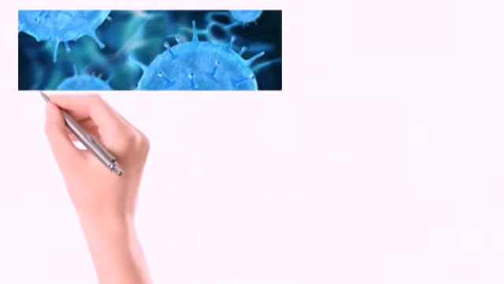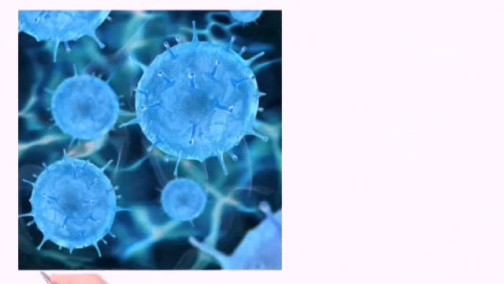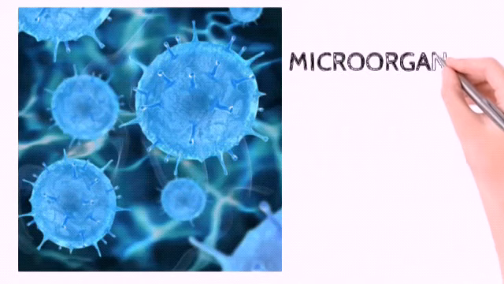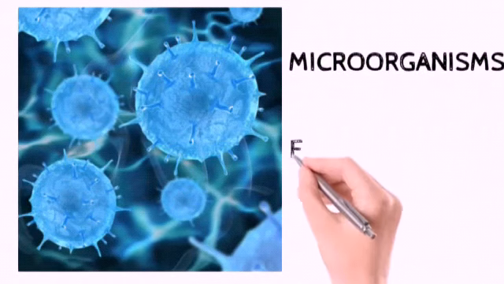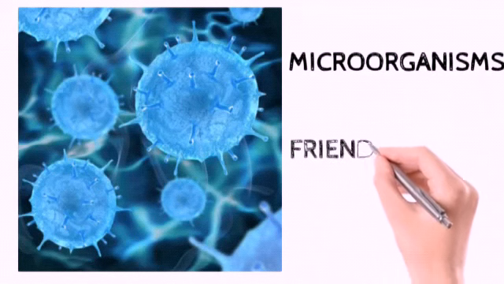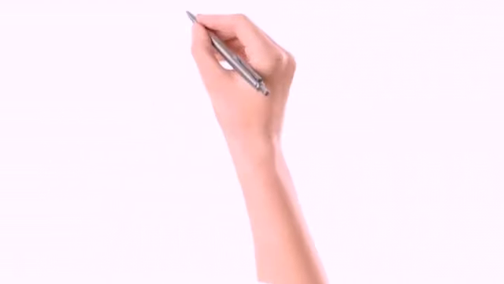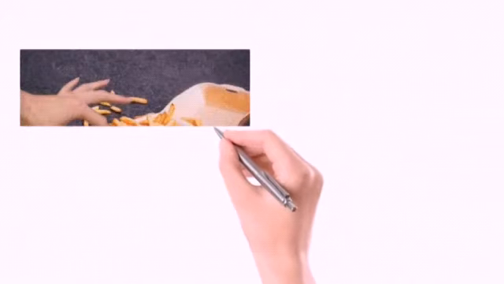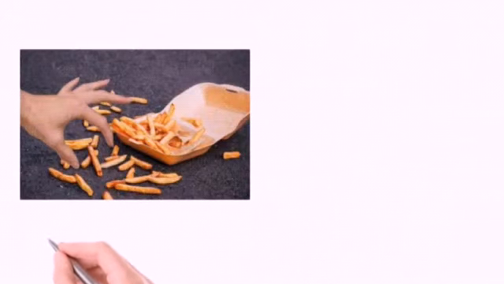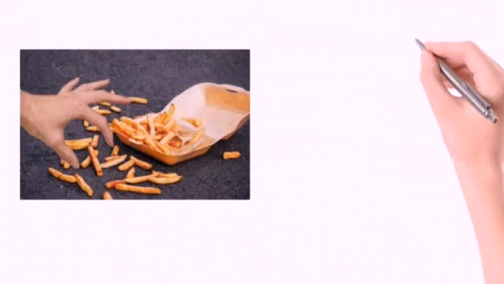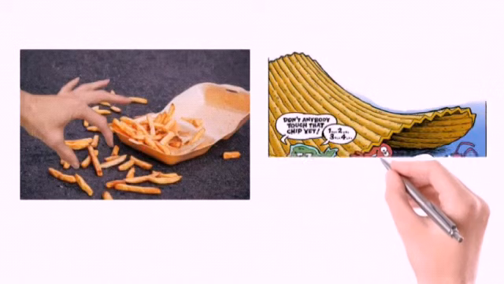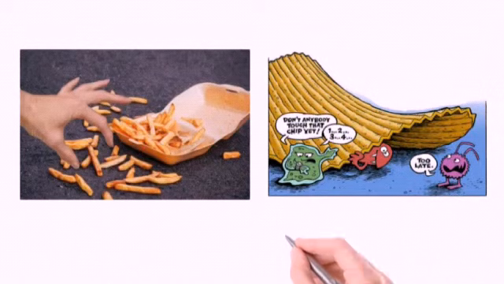We all know that there are so many microorganisms in our surroundings. Some of them are useful to us and called friends, and some are harmful, hence called foe or enemy. You might have heard from your mother to not eat the fallen food because there are so many germs on the floor, so tiny that you cannot see them with your naked eyes. These germs are microorganisms.